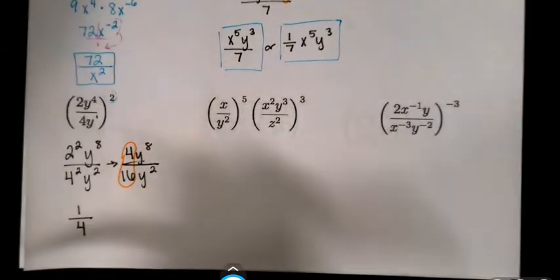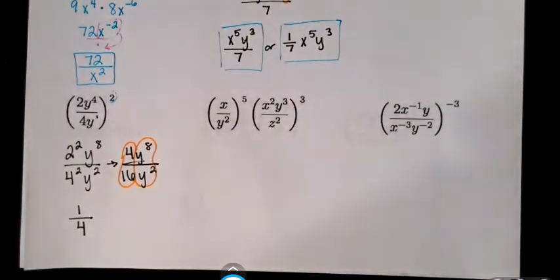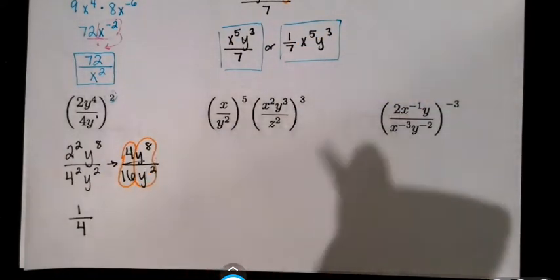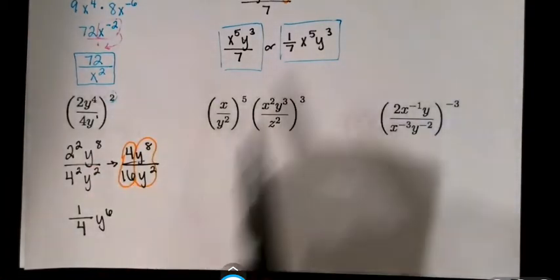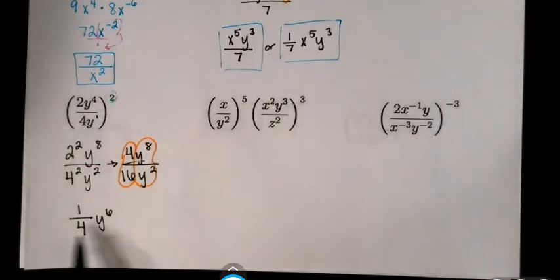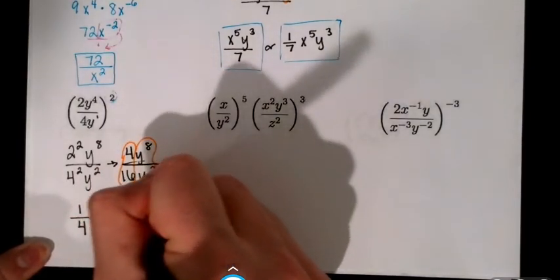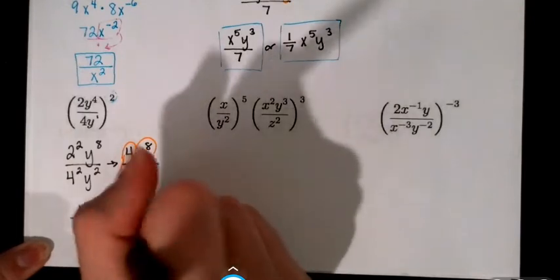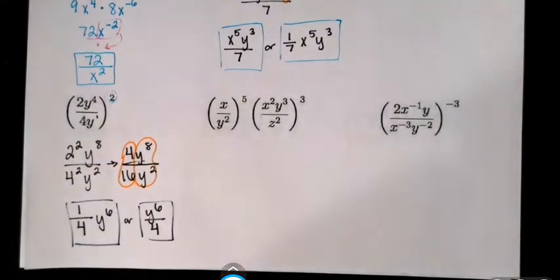Then I'm going to look at my y's here. So if I'm using my quotient rule, I'm going to use my top exponent minus my bottom. So that would be y to the 6th. So again, just like the one we did up here, I can write this two ways. I could say 1/4 times y to the 6th, or I could say y to the 6th over 4. Either one is perfectly acceptable.